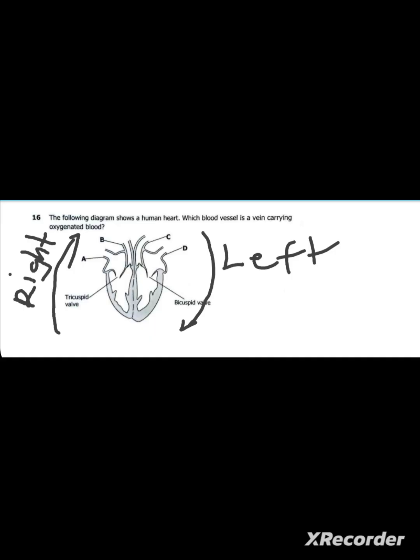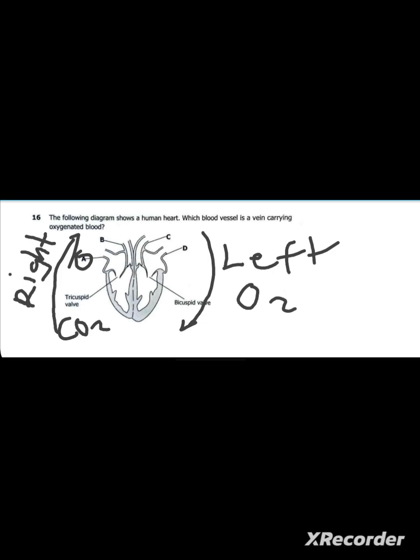Okay, here I've got oxygen, and here I've got carbon dioxide. We have this part, which is part A. This part moves from the body all the way up to the heart. It collects the blood having carbon dioxide and returns that blood to the heart. So this part A is called the vena cava.